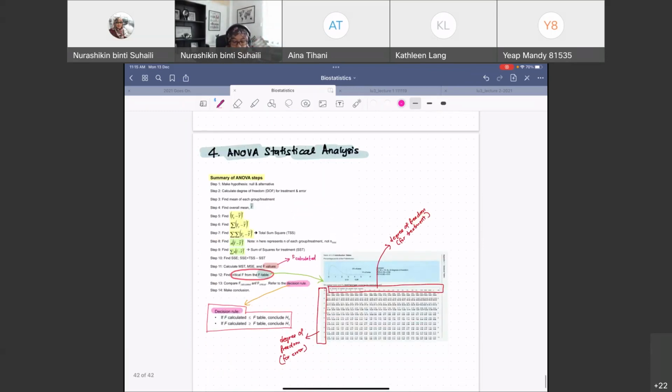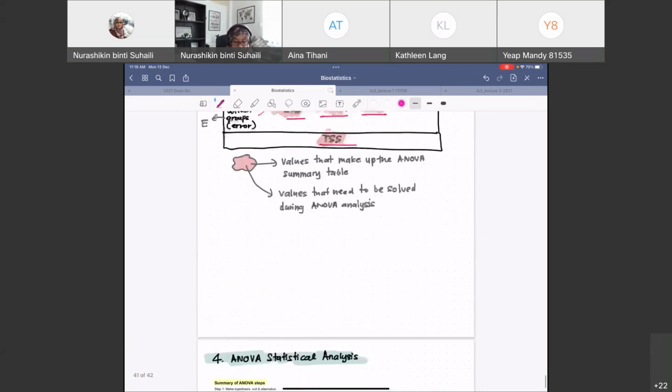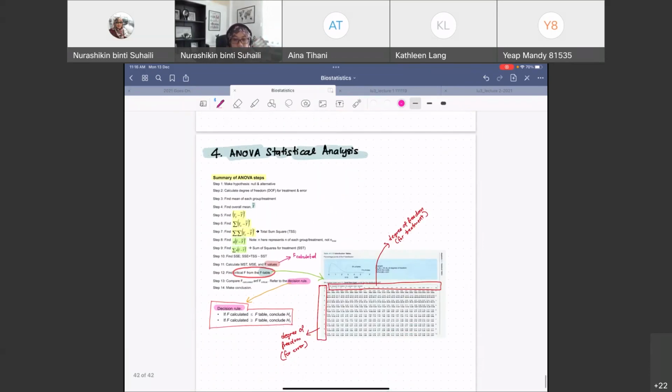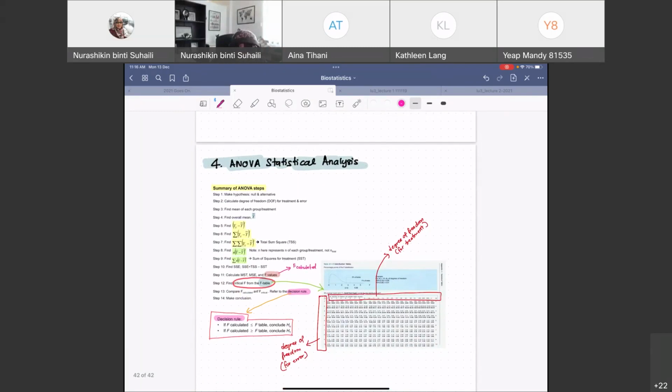Okay, so the steps for the ANOVA. These are all the steps, and it's not actually a separate thing from the ANOVA table. If you go through the steps here, it's quite long. There are 14 steps, and starting from step 2 until step 11, these are actually the steps that are required for constructing the ANOVA table.